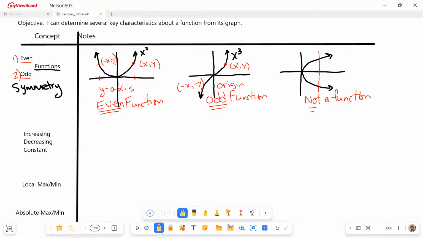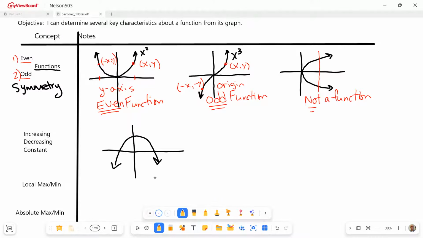Now, I hope a lot of this is going to be easy, like increasing and decreasing functions, or a constant function. Let's do this. Let's put down, again, a basic parabola, but this one's going like this. Let's say it goes like this. Like it's going down.